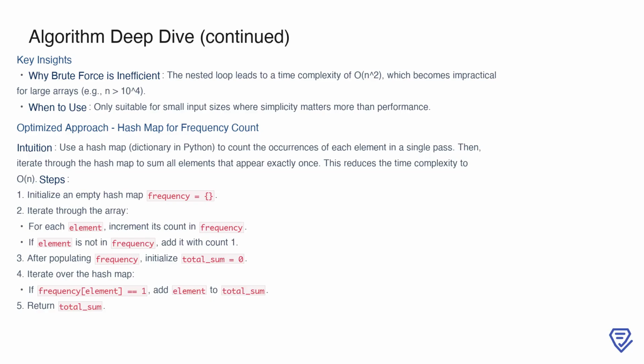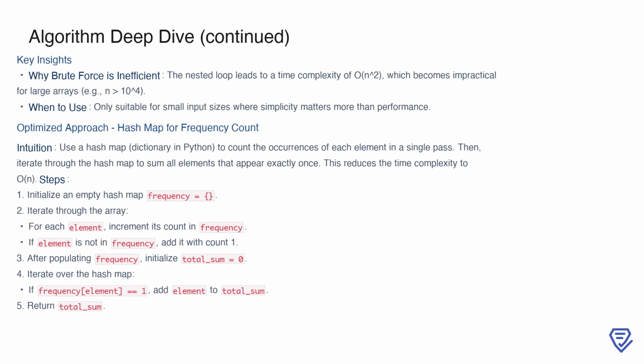To address the inefficiency, we can use an optimized approach that leverages a hash map to count frequencies. The intuition here is to process the array in a single pass, recording the occurrence of each element in a hash map. Once we have the frequency of every element, we can iterate through the hash map and sum up the elements that appear exactly once. This eliminates the need for nested loops, reducing the time complexity to O(n).